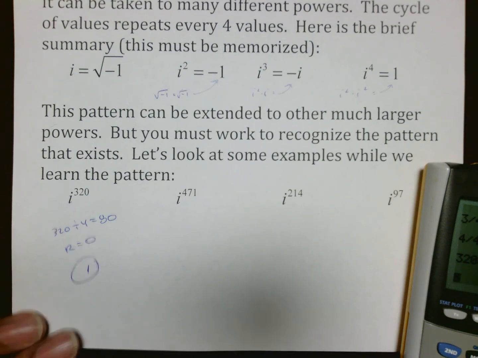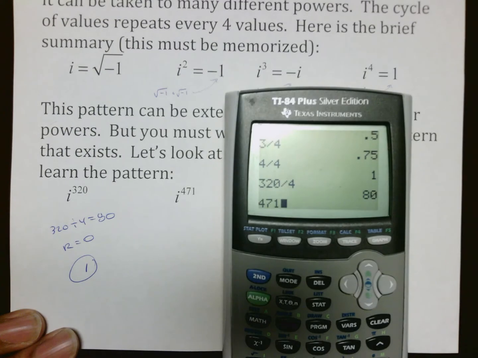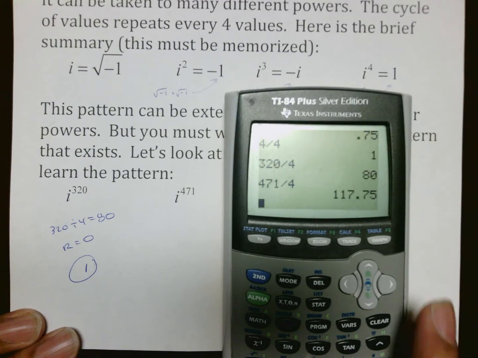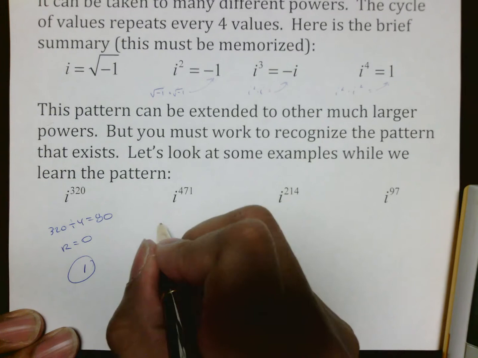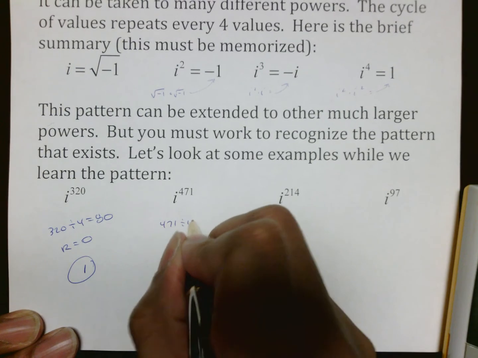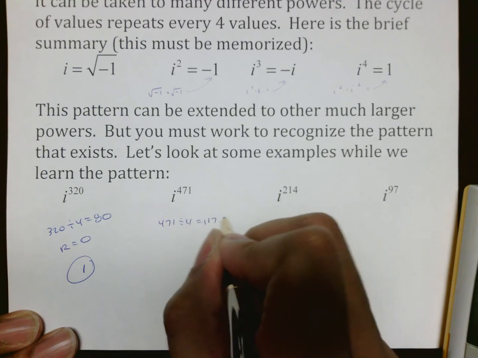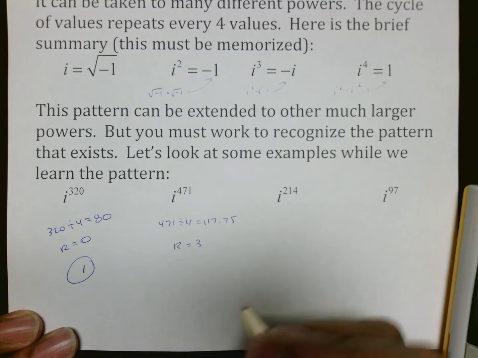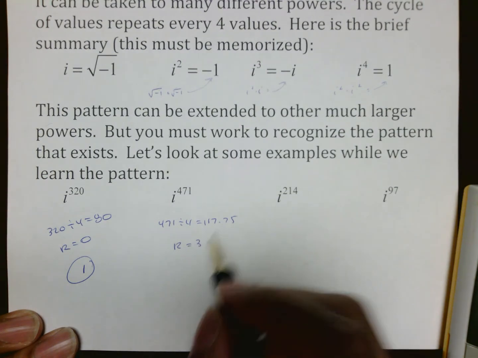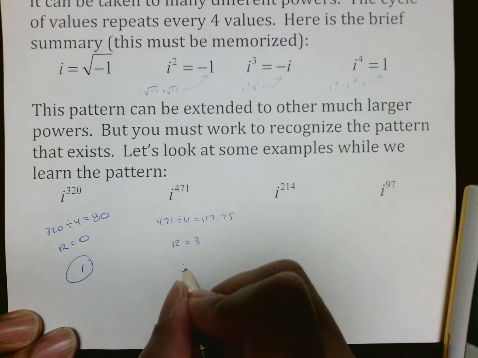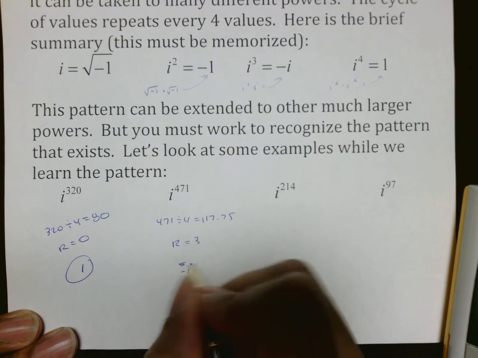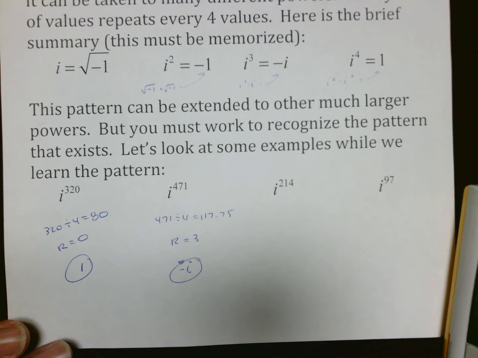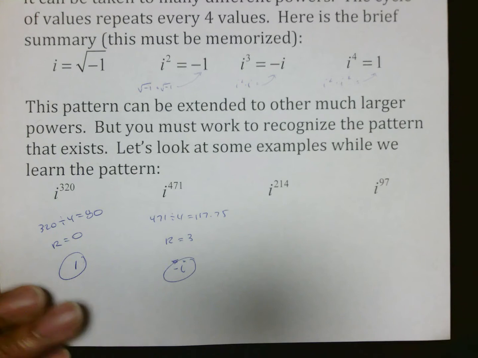If I was to ask what i to the 471st is, I would do 471 divided by 4, which is 117.75. That means that my remainder is 3, because remember it breaks into quarters. And because my remainder is 3, it's going to be the same as i to the third, which means my answer is negative i. This is why you have to memorize them, because if you do not memorize them, then it's going to be hard to do this on a test.